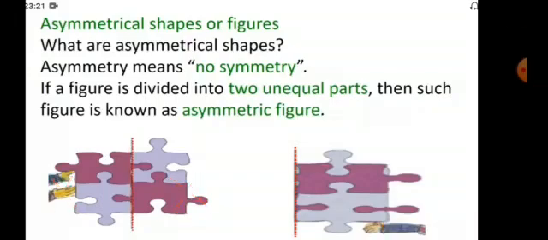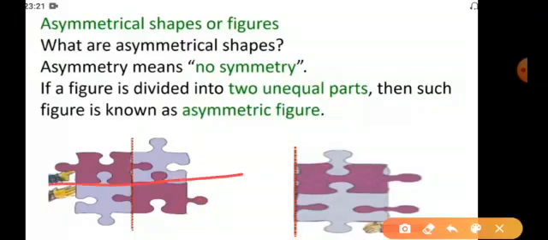Same way, if I draw horizontal line, here also we can see that this picture is not divided again in two equal parts. So this type of figure is known as asymmetric figure.